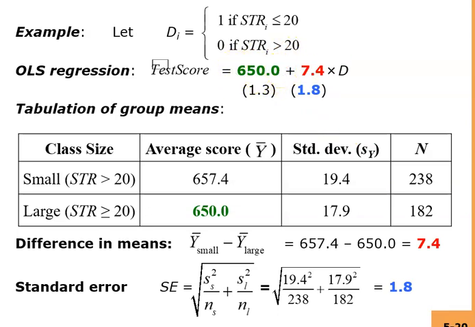And for classrooms with lower student-teacher ratio, the mean test score will essentially be 650 plus 7.4. And you can see this over here in this analysis. If we take a look at the average score of smaller class size and larger class size, this is what comes out in the summary statistics table.